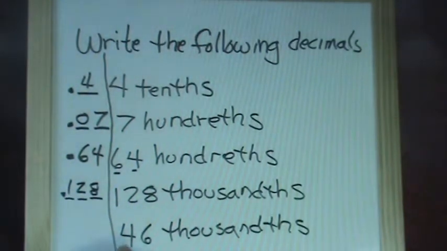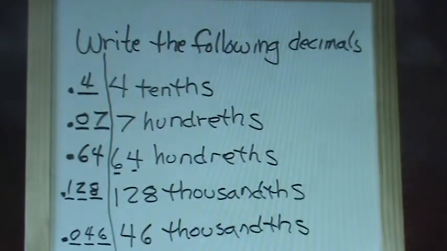Now, last one, 46 thousandths. Well, I know thousandths is the third place. So I have tenths, hundredths, thousandths, and the number is 46. So I know that the 6 has to be in the thousandths place. So I need to put a 0 here. And that decimal point 046 is 46 thousandths.